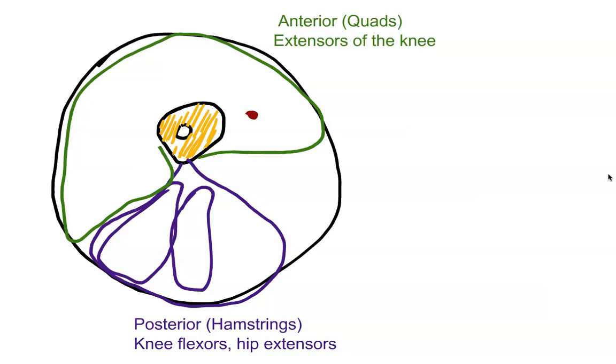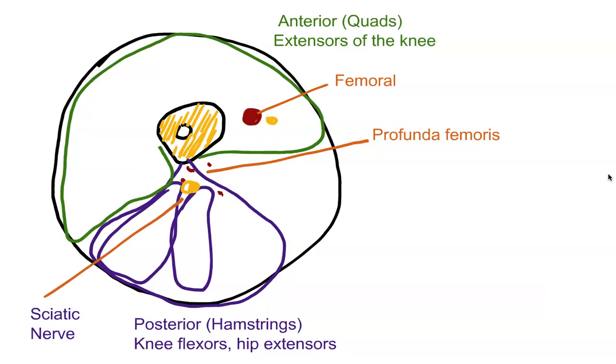This region is supplied by the femoral artery, and the other two by branches of the profunda femoris artery. Also the femoral nerve, the sciatic nerve for the posterior compartment. Finally, the medial or adductor compartment is supplied by the obturator nerve.